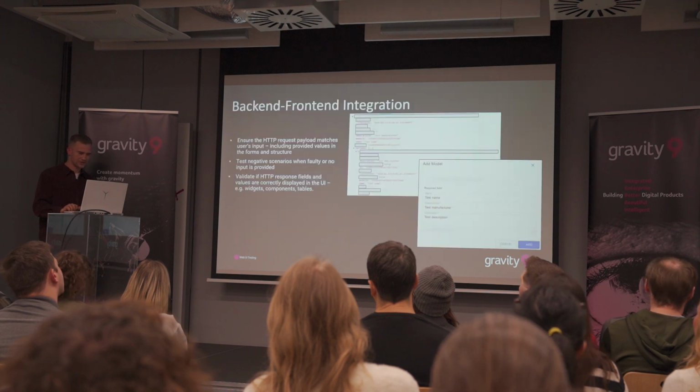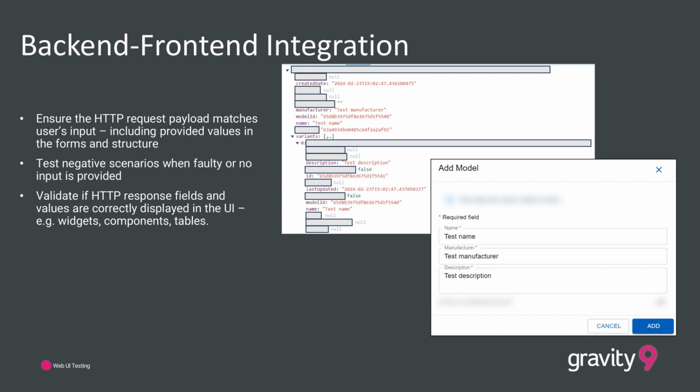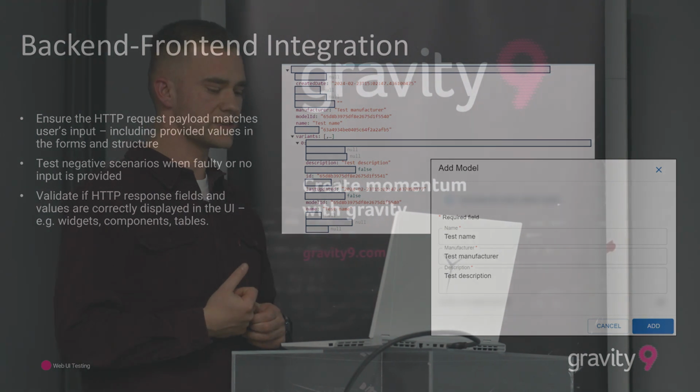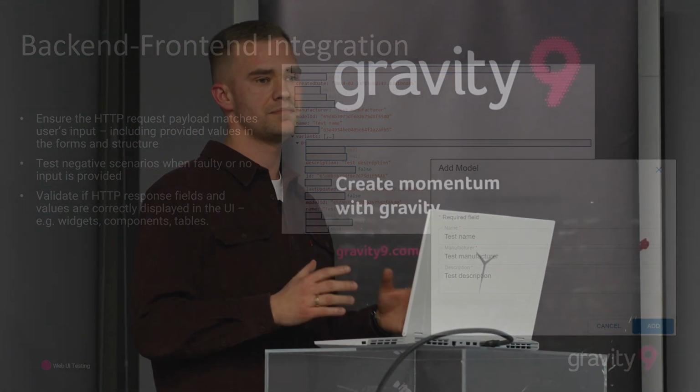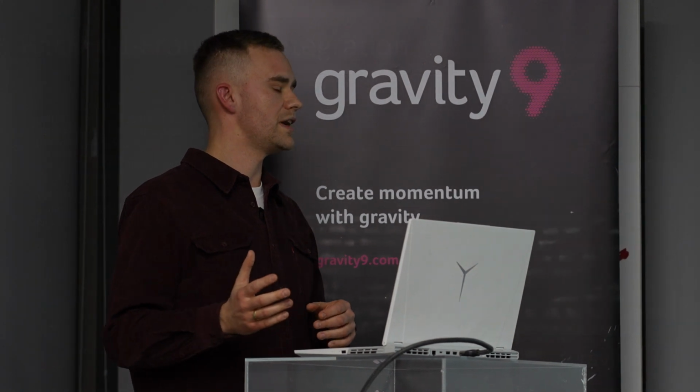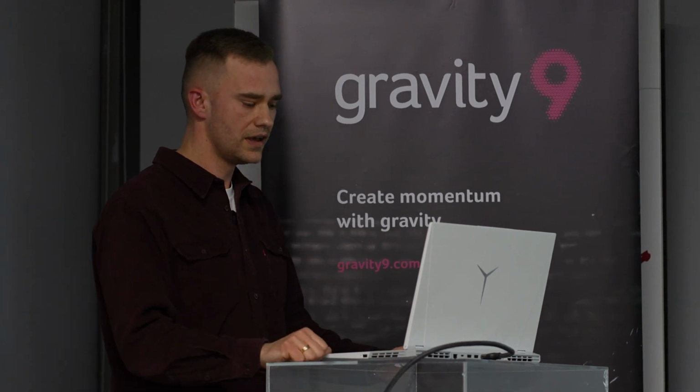Okay, so let's jump to another part. So as you remember the diagram from our very beginning, the front end is, let's say, always connected with the back end. So this is pretty important when testing the web UIs to check if the communication between these two layers, the front end and the back end, is properly implemented. So we need to ensure, for example, if all info passed in the forms is correctly mapped to the HTTP request payload, and obviously if it's sent and saved correctly in the database.